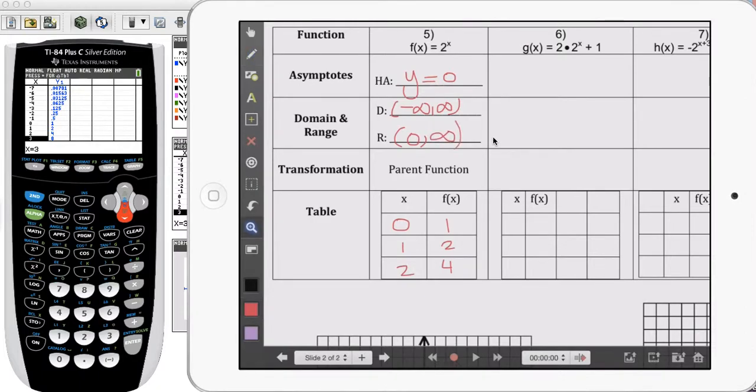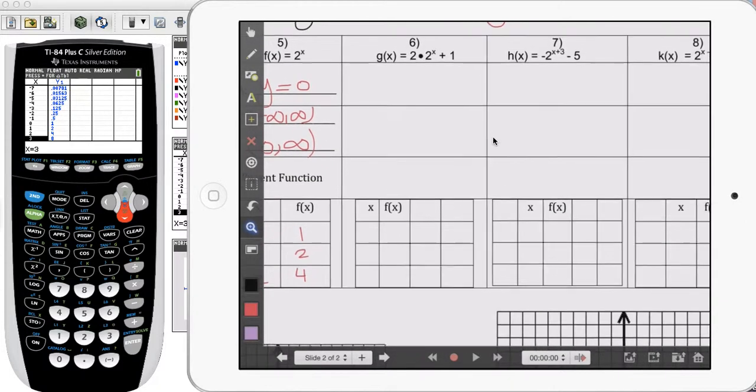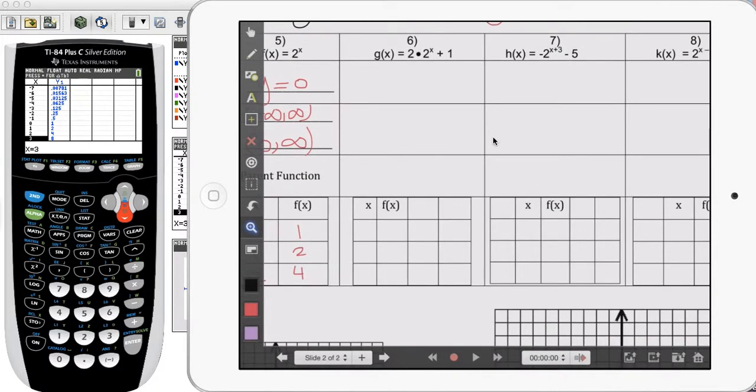Now I would like you to pause the video and try number 6 on your own. Now in number 6, you will see that it's 2 times 2 to the power x plus 1. So I can tell that my a is 2. I do not have a number in the exponent next to the x, so my h is 0, and my k is 1. So I can directly tell that y equals 1 is my horizontal asymptote. It's the k, the number on the outside.